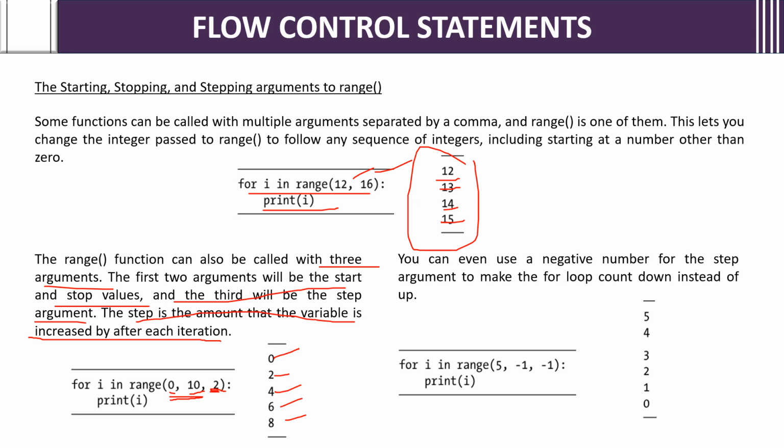Understanding? You can even use a negative number for the step argument to make the for loop count down instead of up. See, we can give even negative values like range(5, -1, -1). It will give 5, 4, 3, 2, 1, 0. This is the start, this is the end, and the -1 is the step. 5, 4, 3, 2, 1, 0. Understanding? Like that, you can give minus values also.